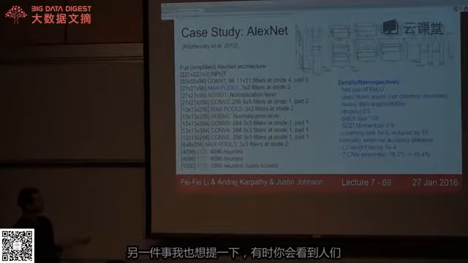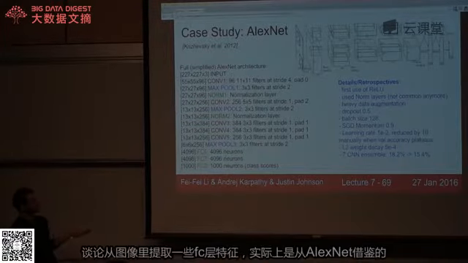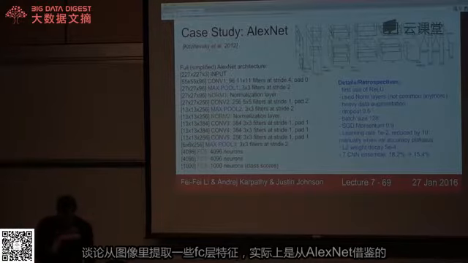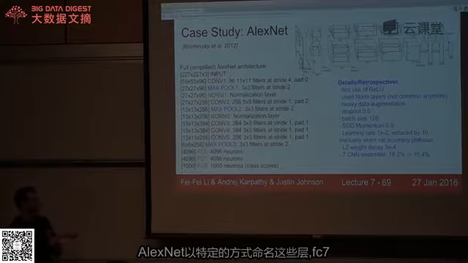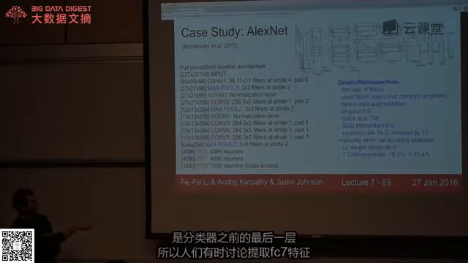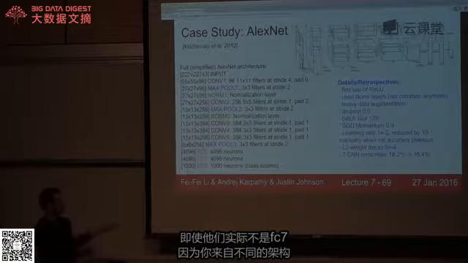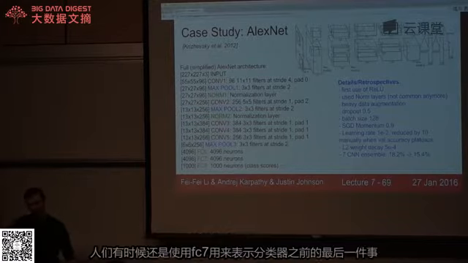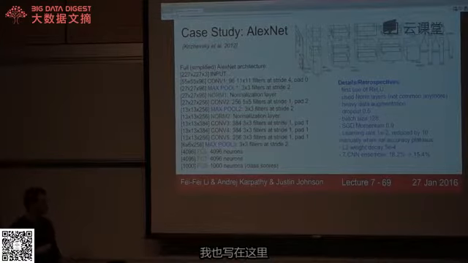Another thing I wanted to mention, by the way, is that sometimes you'll see people talk about extracting FC7 features from images. That comes from AlexNet, because he named these layers in this particular way. FC7 is the last layer before the classifier. So people sometimes talk about extracting FC7 features, even if they're not actually FC7 because they're coming from different architectures, people still use FC7 as just the last thing just before the classifier.